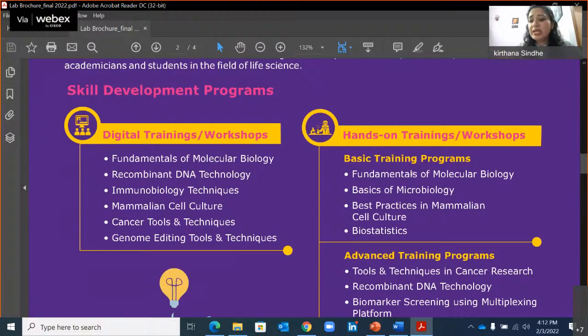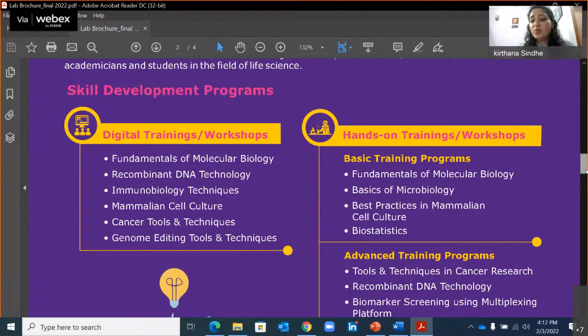And hands-on training, minimum we do 5 days so that students get a very good hands-on with their pipetting. They understand how they should use the pipettes, how they should use different instruments in the lab, and how they should conduct experiments, how they should troubleshoot experiments. So it starts from 5 days.